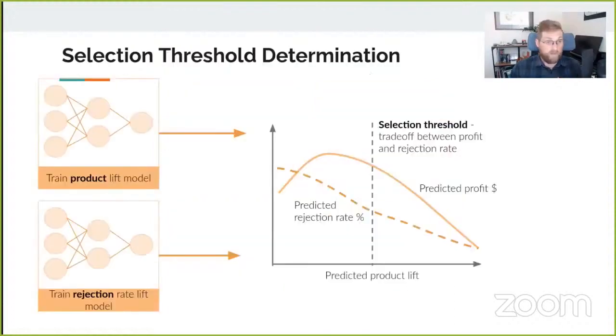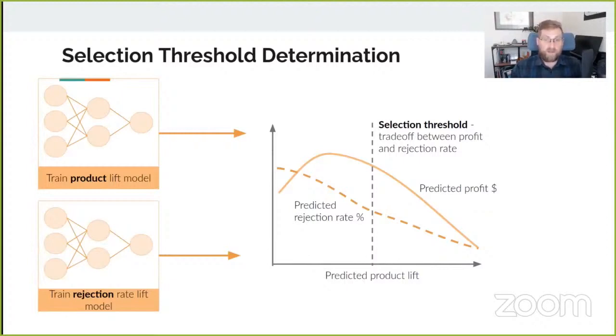Once we've done the RCT and we've got those models, we need to decide who to send the interventions to now that we're in production. The way our system does this is by selecting a threshold for product lift and intervening on everyone whose lift is above that threshold. These are the people who are most likely to be persuadable, in the sense that our intervention has made the difference in terms of whether they bought the product.